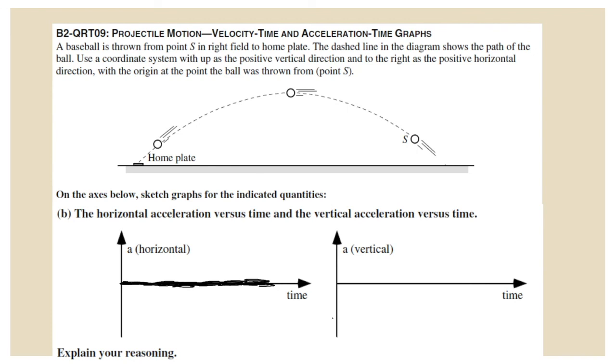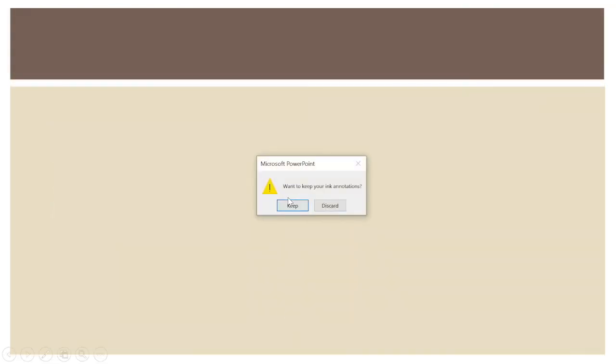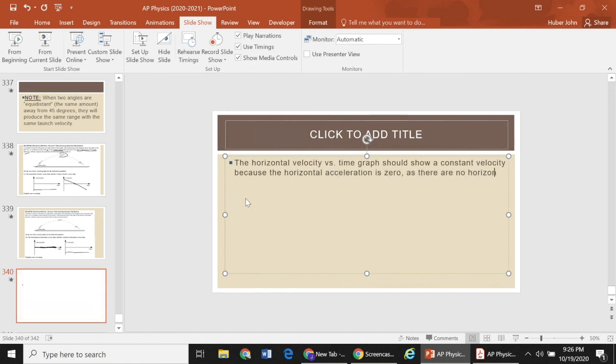And for the vertical acceleration, we just see a constant negative acceleration, of course, an acceleration of negative 9.8 meters per second squared. And so to explain our reasoning here, well, there's not a whole lot we should say. We'll say first, the horizontal velocity versus time graph should show a constant velocity because the horizontal acceleration is zero, as there are no horizontal forces.